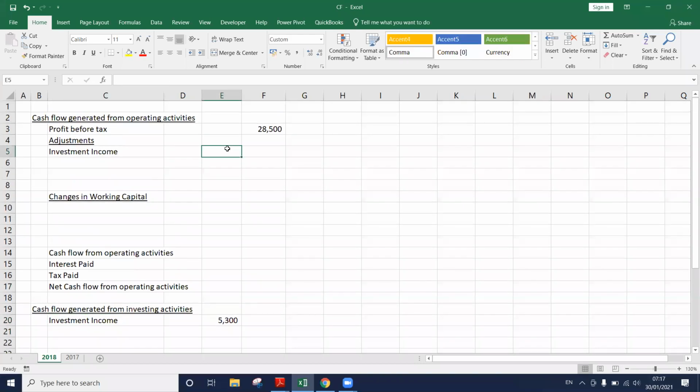Here, what do we do? Are we supposed to add these 5,300 or deduct 5,300? What has happened to it? It has come in added to the 28,500. So we need to remove it. To remove what was added, we need to deduct 5,300, right? Investment income should not come under operating activities. It should come under investing activities. That adjustment we have done. Clear?